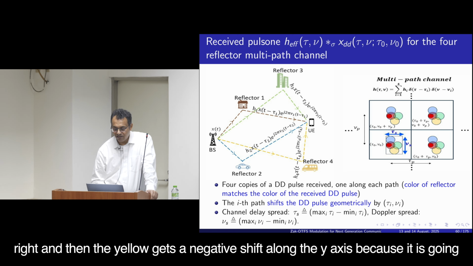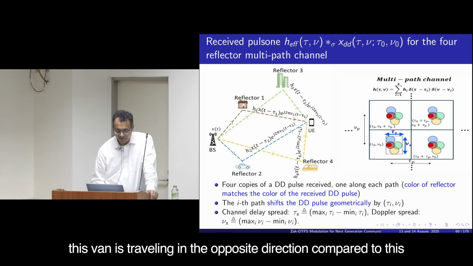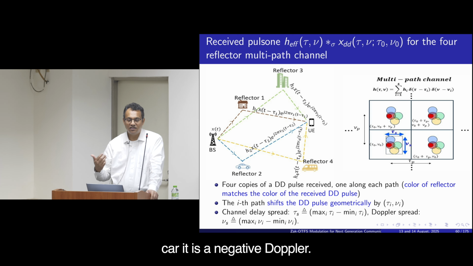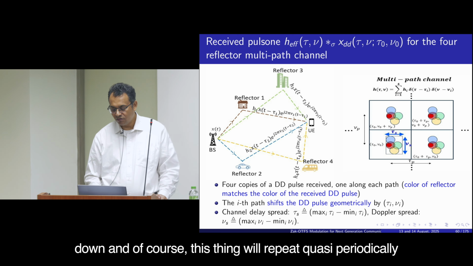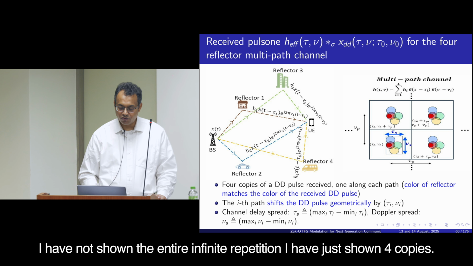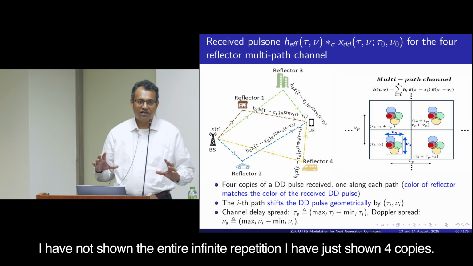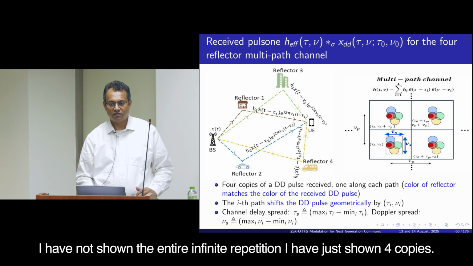And then the yellow gets a negative shift along the y axis, because this van is traveling in the opposite direction compared to this car. It's a negative Doppler. Okay? So that yellow comes down. And of course this thing will repeat quasi periodically. I have not shown the entire infinite repetition, I have just shown 4 copies.